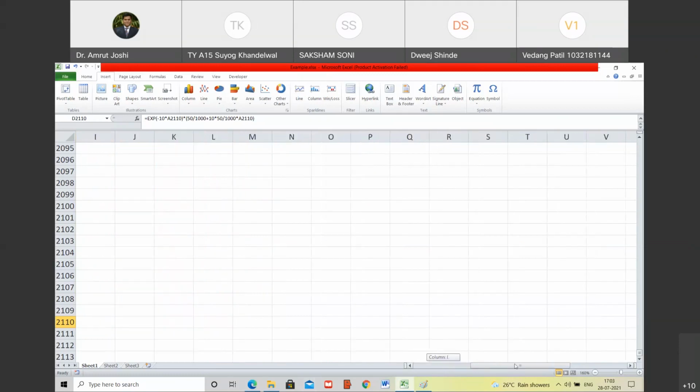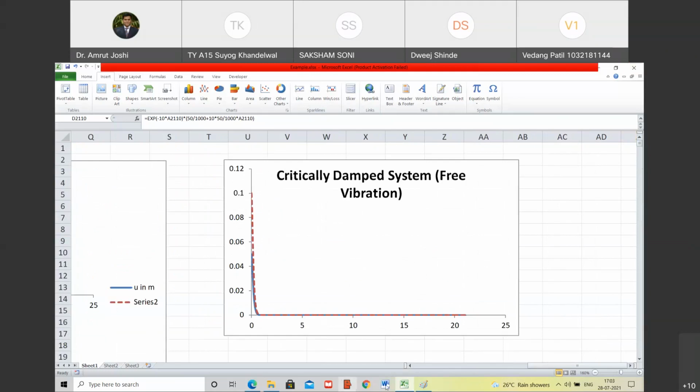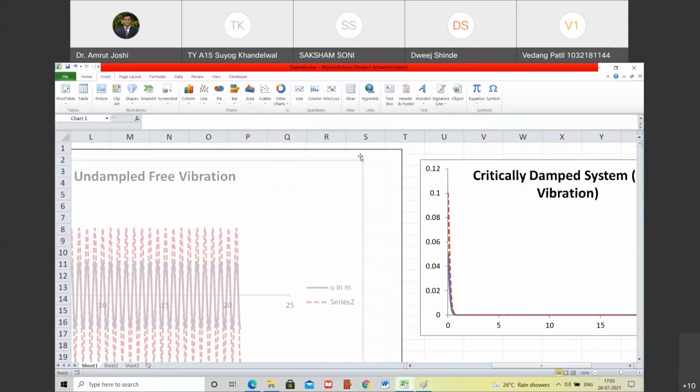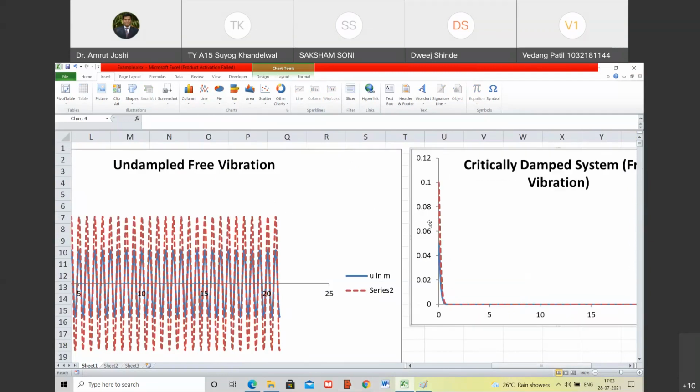So what is the striking difference between a response of undamped system and critically damped system to an initial disturbance? Can you make a comment? Yes, Vedant. From the graph, we can see that the pattern is being the same.